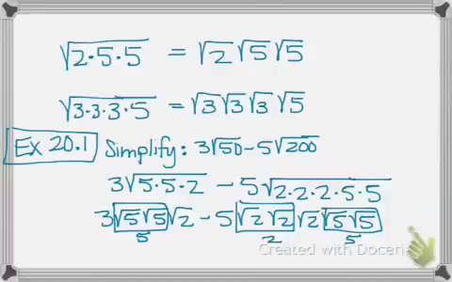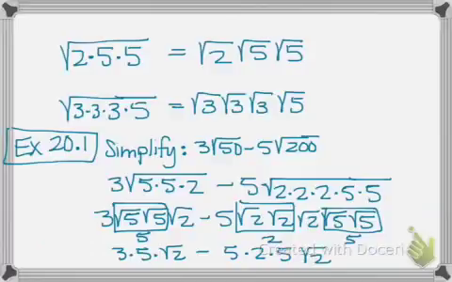So on the left we have 3 times 5 times the square root of 2. And on the right, we have 5 times 2 times 5 times the square root of 2. 3 times 5 is 15, and that's square roots of 2. And 5 times 2 times 5 is 50, so minus 50 square roots of 2. So 15 square roots of 2 minus 50 square roots of 2.